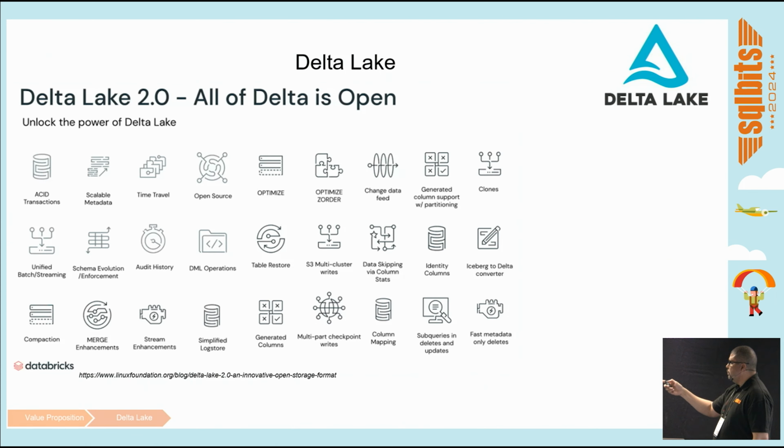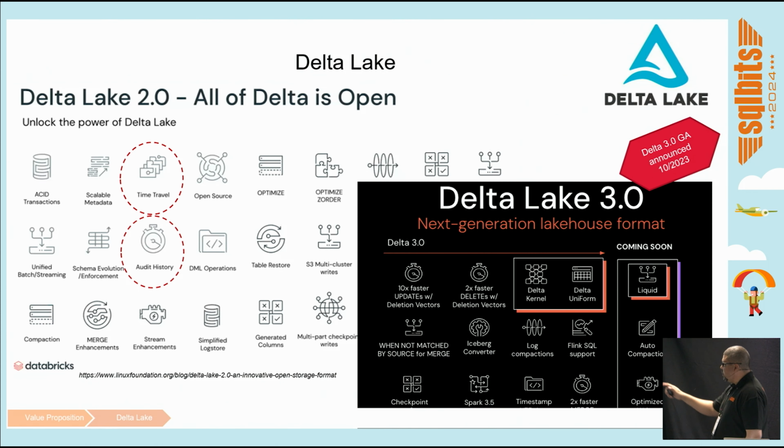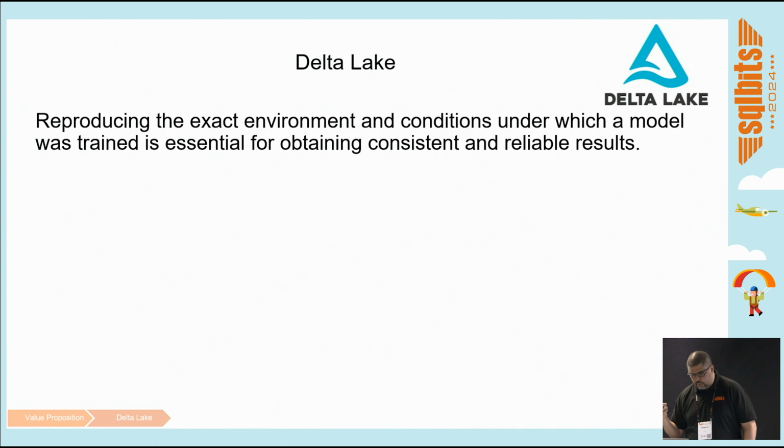Version 2 was the version that was made open source. However, last year, they released version 3. But the features that we're interested in for our ML stack are time travel and audit history. The reason we are interested in those two features is because reproducing the same environment and conditions in which a model was created is essential, right?